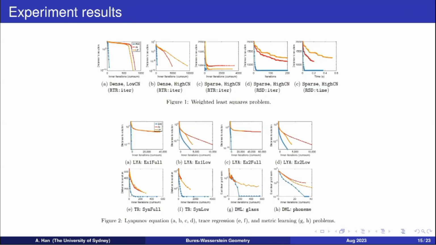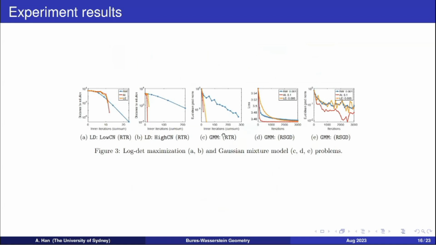Okay, we also do a bunch of experiments in order to verify our claims, so we compare the convergence of algorithms under different geometries. Here we also include the log Euclidean, this LE geometry, as a baseline, although it's less computationally efficient. We see here that BW outperforms affine invariant and log Euclidean on a variety of problems, such as the weighted least square problem, the problem of solving the Laplace equation, trace regression and metric learning, etc. But for the examples of log determinant maximization and also the Gaussian mixture model, we see the affine invariant has a better performance compared to BW.